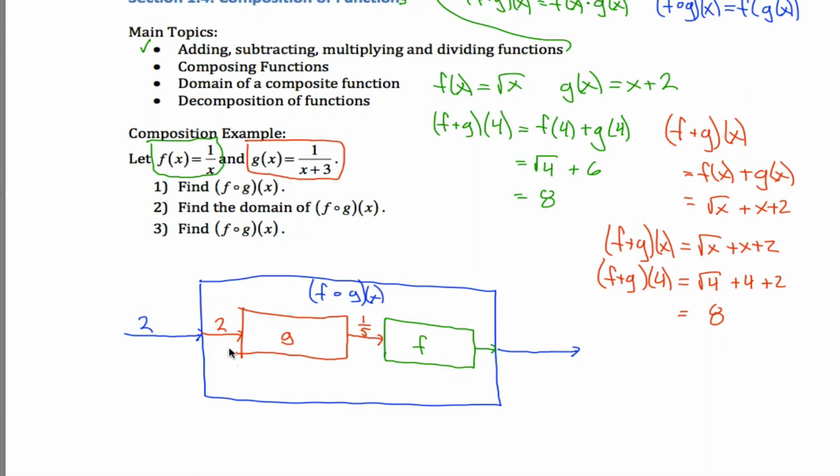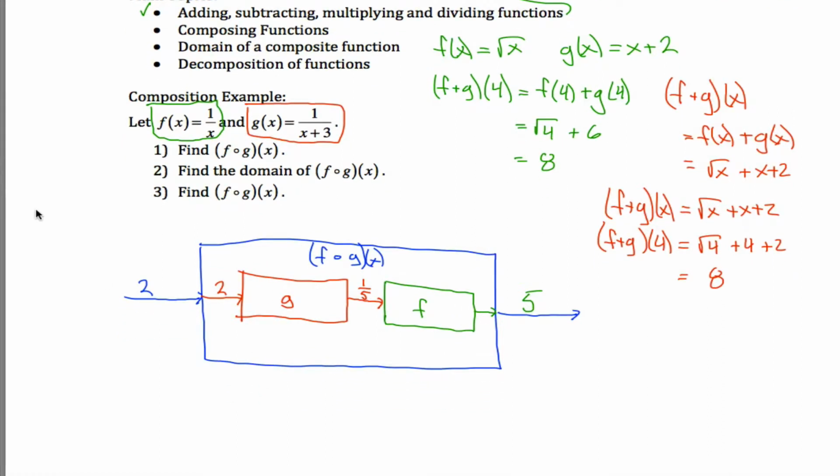But that's not the output for the blue machine. That's the output from the red machine, which becomes the input into the green machine. So what I'm doing is I'm taking 1/5 and putting that into the green machine. I'm not putting 2 into the green machine. I'm putting 1/5 into the green machine. And the rule for the green machine is 1 over x. So 1 over 1/5 is 5 here. So what I'm saying is that f of g of 2 is equal to 5. Wait, where's the 1/5? I don't see that anywhere.